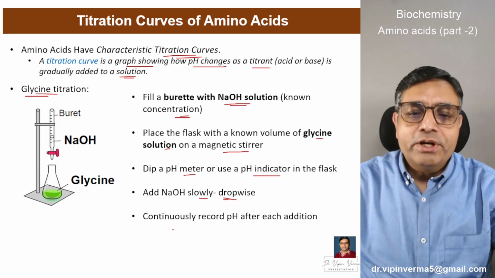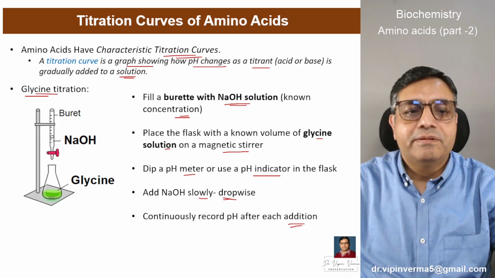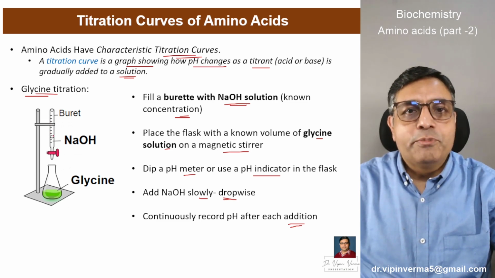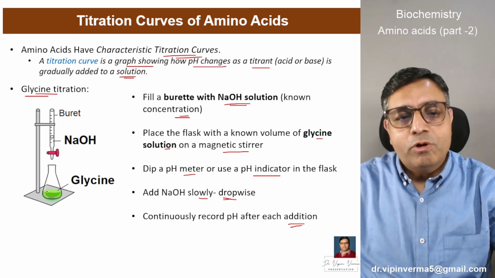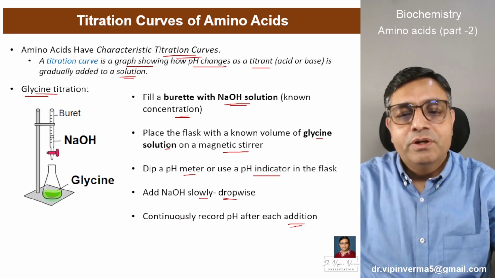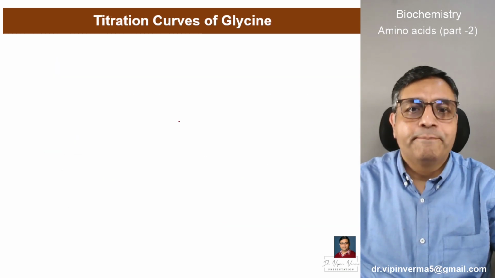Now we will continuously record the pH after each addition. Because it is a burette, you will see how much NaOH has been added, where you filled it and how much has been used. So based on the reading on the burette, you know how much NaOH has been added. And because you have the pH meter or the pH indicator, you will also have the pH reading after each addition.